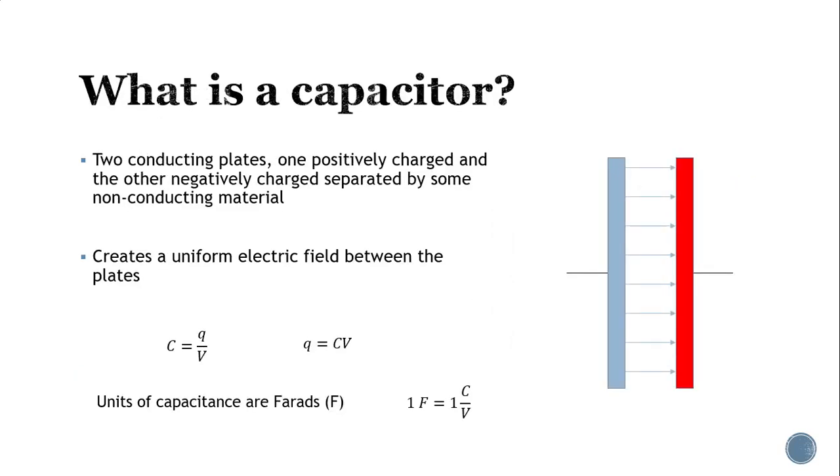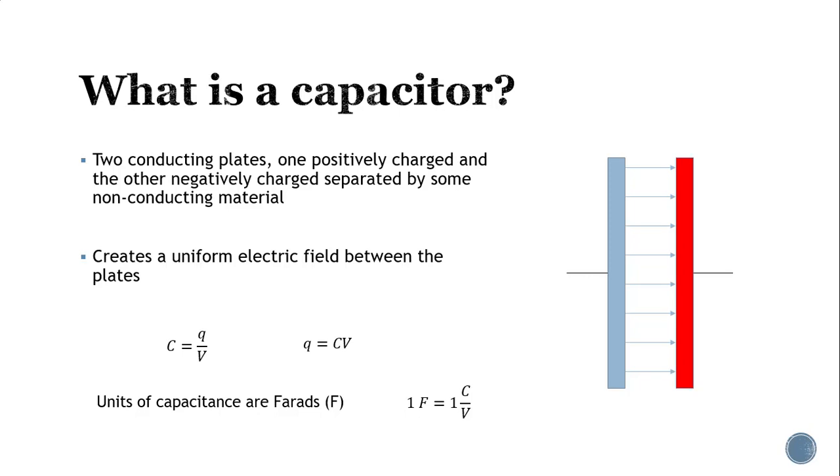So what is a capacitor? What does it actually do? In the most basic sense, a capacitor contains two conducting plates, one that is positively charged, represented by the blue plate here, and one that is negatively charged, represented by the red plate, separated by some type of non-conducting material. The simplest capacitor is separated by air: just a metal plate separated from another metal plate by a layer of air.